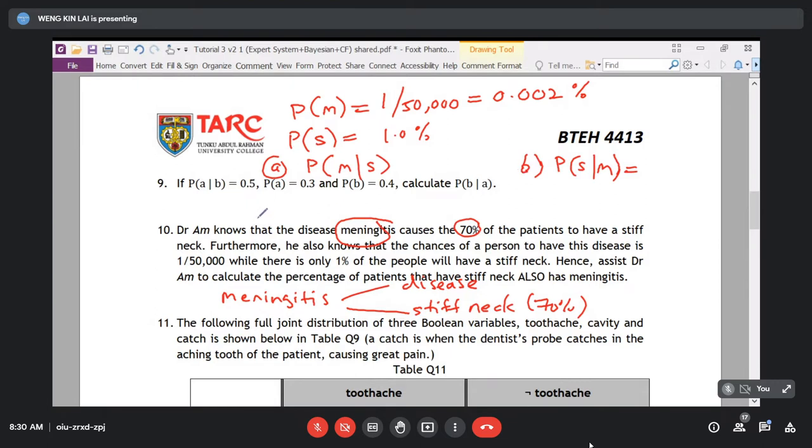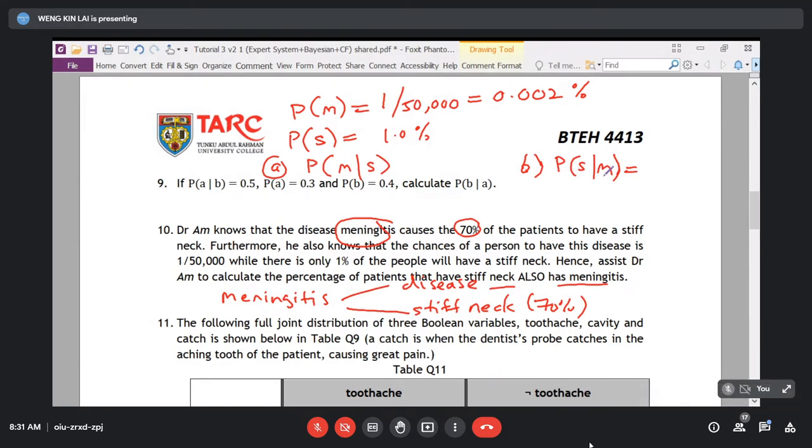Now let's look at A. What does it mean to us? It means, what is the conditional probability of someone having meningitis also having this stiff neck. B, if you read this one, is: what's the conditional probability of someone having a stiff neck also having meningitis? So if you want to calculate someone who has a stiff neck also having meningitis, A or B? A will be the probability of someone having meningitis given that the person has a stiff neck. B is the probability of someone having a stiff neck, given that he or she has meningitis.